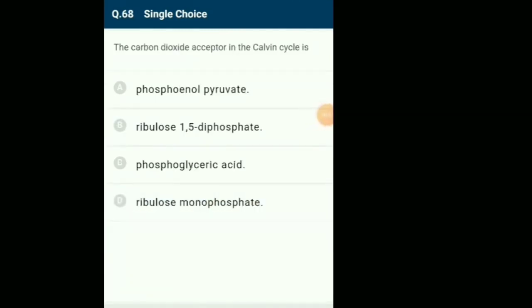Question number 68. The carbon dioxide acceptor in the Calvin cycle is. In the Calvin cycle, initial carbon dioxide is accepted by ribulose 1,5 diphosphate, that is RuBP, already present in the cells, and a 6 carbon addition compound is formed which is unstable. It soon gets converted into 2 molecules of the 3 carbon compound phosphoglyceric acid due to hydrolysis. So the answer for this question is option B, ribulose 1,5 diphosphate.